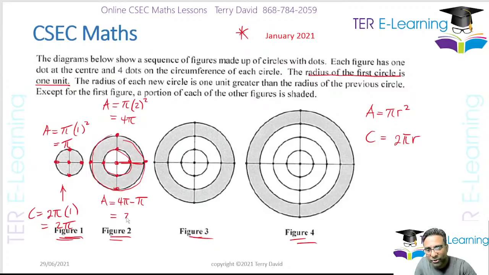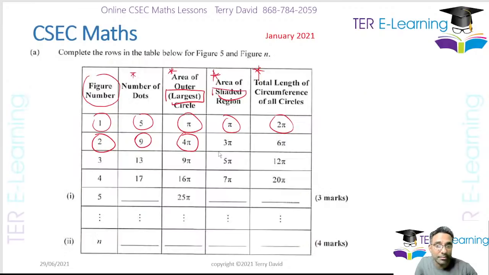So this here is going to be 3 pi, right? Let's see if they got that in the table. Yes, that's what they got here, 3 pi. And the total length of the circumference of all the circles, now let's see that part now.